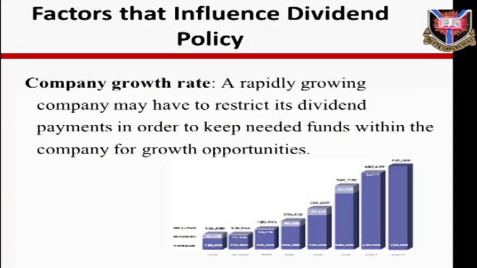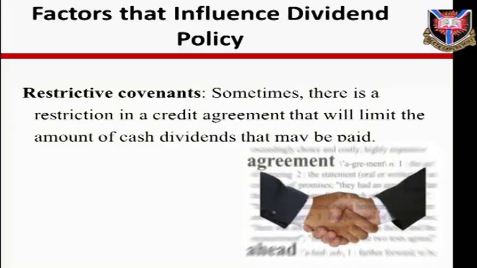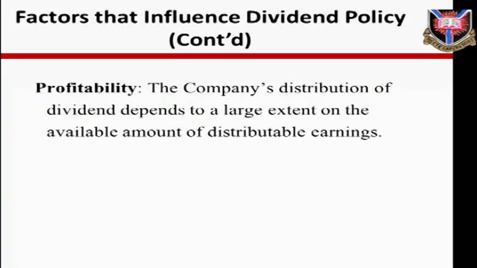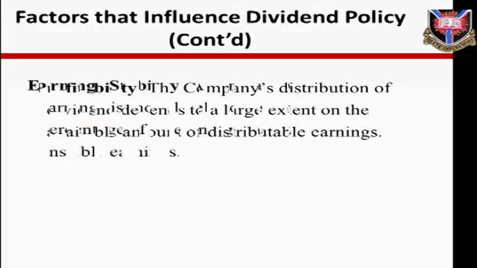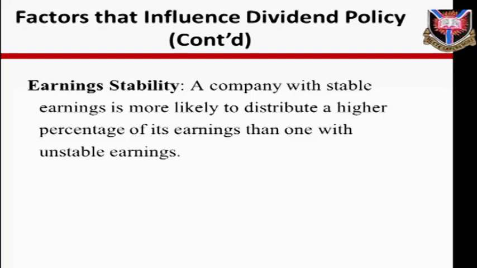Factors that influence dividend policy. Company growth rate. A rapidly growing company may have to restrict its dividend payment in order to keep needed funds within the company for growth opportunities. Restrictive covenants. Sometimes there is a restriction in a credit agreement that will limit the amount of cash dividend that may be paid. Profitability. The company's distribution of dividend depends to a large extent on the available amount of distributable earnings. Earnings stability. A company with stable earnings is more likely to distribute a higher percentage of its earnings than one with unstable earnings.